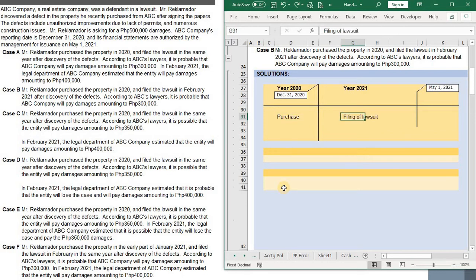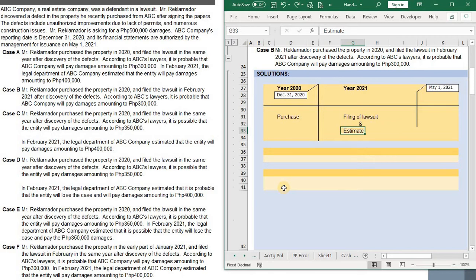So what are the events after the reporting period? First is the filing of the lawsuit, which is in February 2021, which is again related to the purchase made in 2020, and the estimate, which is the 300,000 pesos damages. So again, these two events must be classified whether adjusting or a non-adjusting event. Since these two events are both related to the purchase made in 2020, which means these are all adjusting events. So let us prepare the adjusting journal entry. But first, let us prepare the initial entry made in 2020.